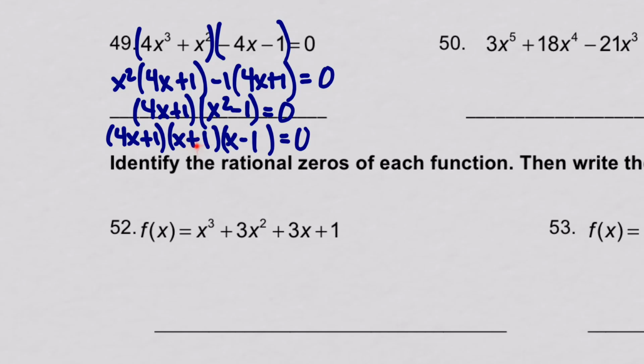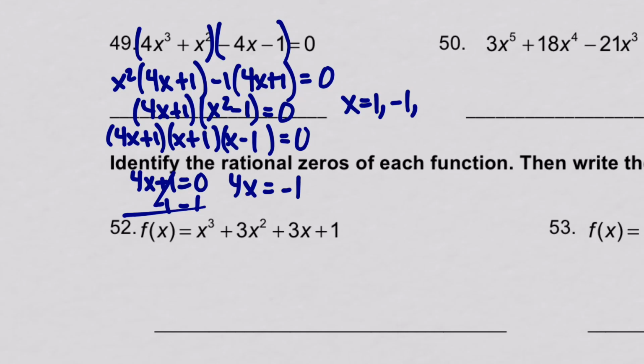From this one I get 1, and from this one I get negative 1. So those are the first two, 1 and negative 1. And the last one you should be able to do in your head, but if you can't, remember, just set this equal to 0. 4x plus 1 equals 0 and solve that. So I'm going to continue here to solve it. Subtract 1 from both sides. You get 4x equals negative 1 and divide by 4. So you get negative 1/4.